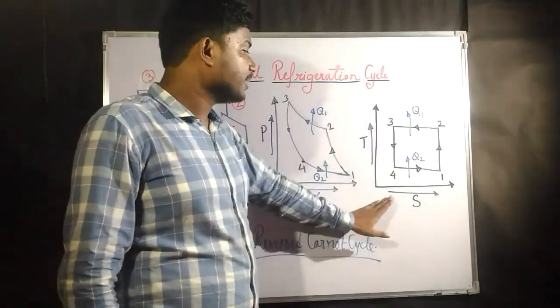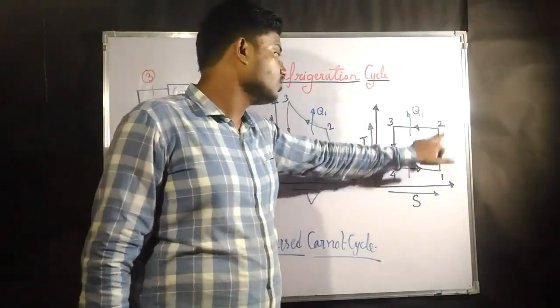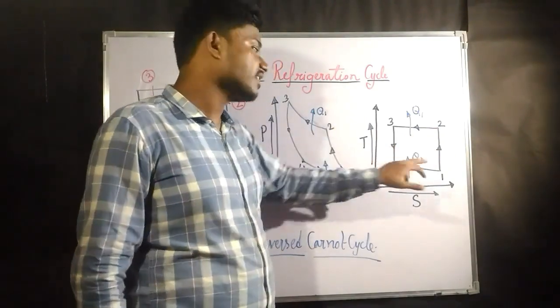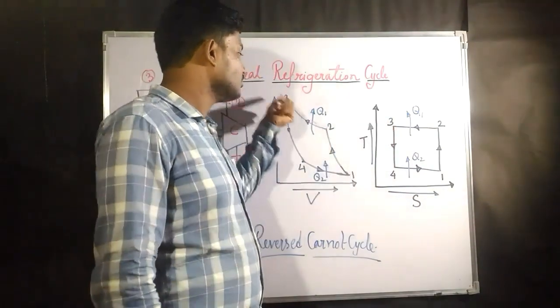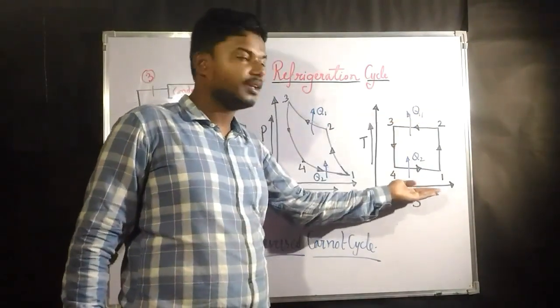Similarly, in the temperature-entropy diagram, 1 to 2 is reversible adiabatic, that means isentropic, so it is parallel to the T axis. 2 to 3 is an isothermal process, so it is again parallel to the entropy axis.